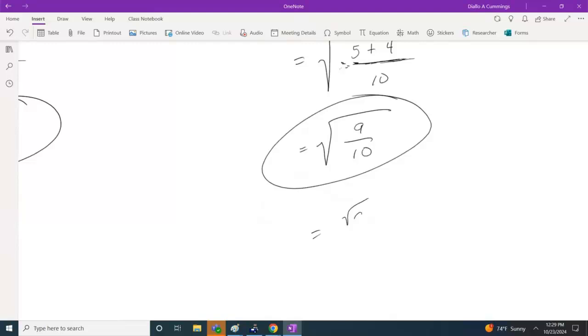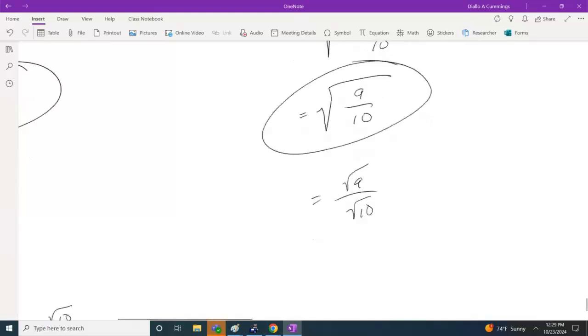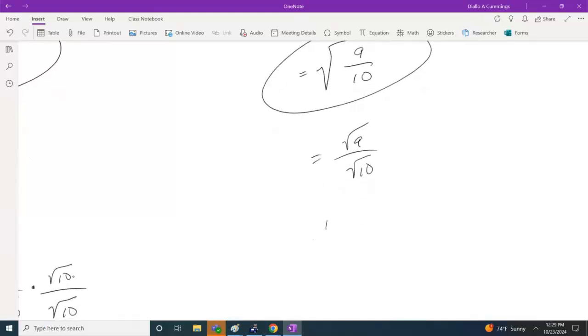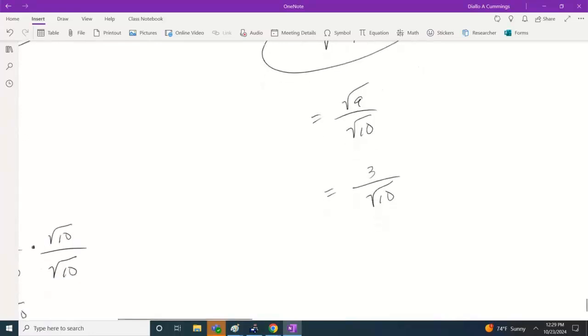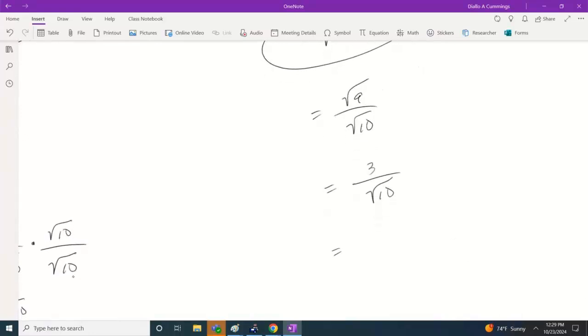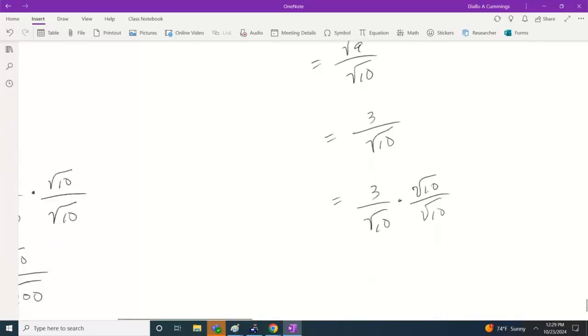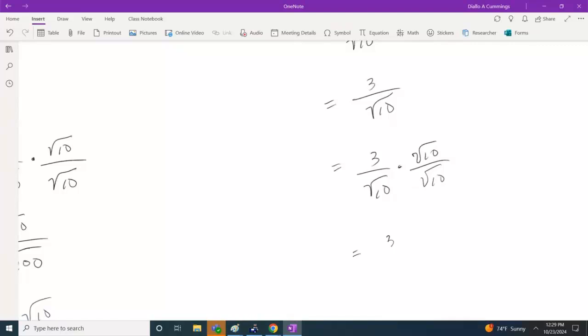I can write this as the square root of 9 over the square root of 10. The square root of 9 is perfectly 3. So that's 3 divided by the square root of 10. And then if I rationalize the denominator, I should get 3 square root of 10 over 10.